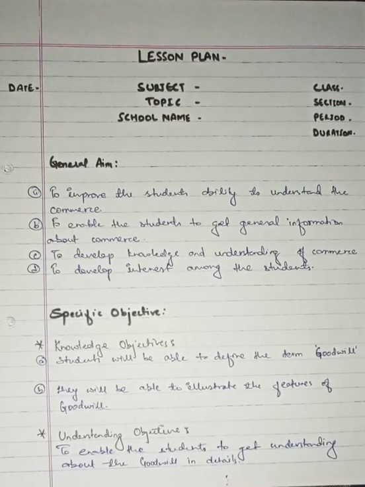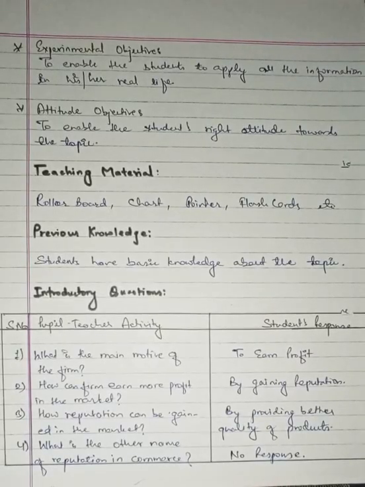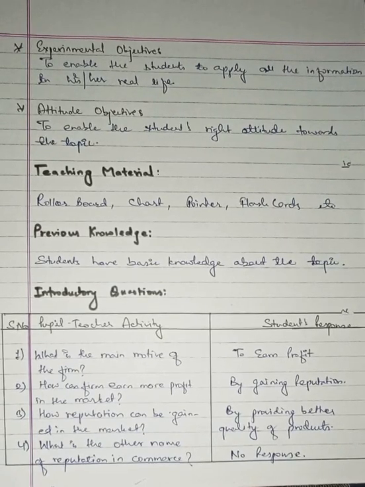And our lesson plan starts with the general aim and specific objectives, like knowledge objective, understanding objective, experimental objective, attitude objective, etc. After the specific objectives, the next heading is teaching material, the materials like roller board, chart, pointer, flashcards, etc.